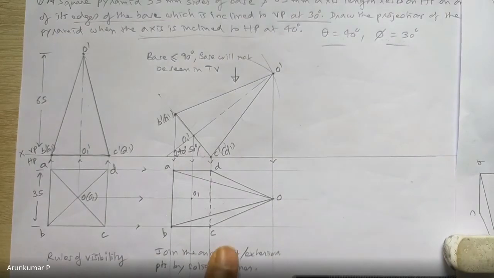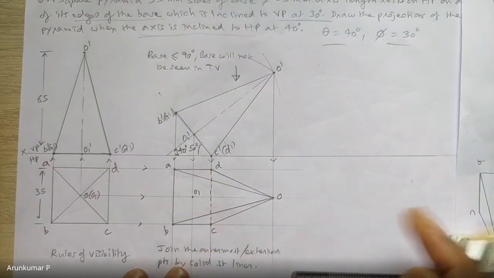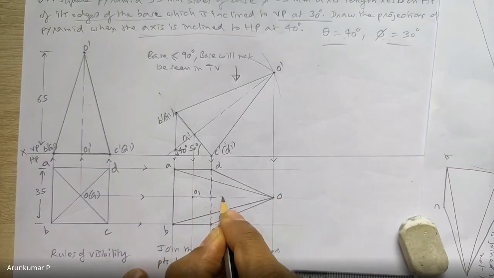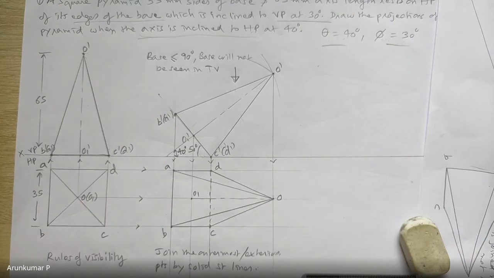So this completes the second step, top view. One more thing is there, of course. OO1 you can join using the axis line. So big line, small line, big line, small line. So axis line. So CD is the only edge which is not seen, which is hidden. Other edges are seen. This is the second step, top view.